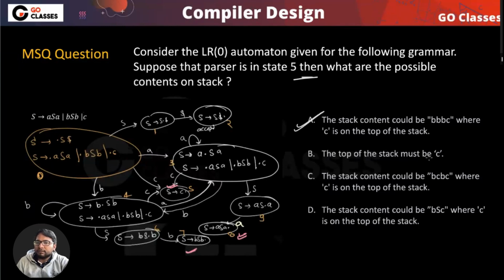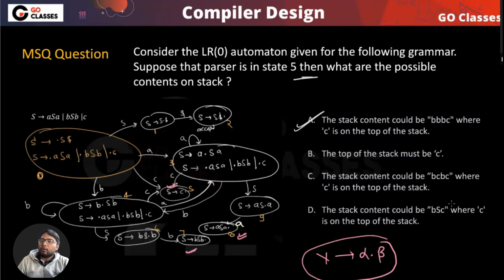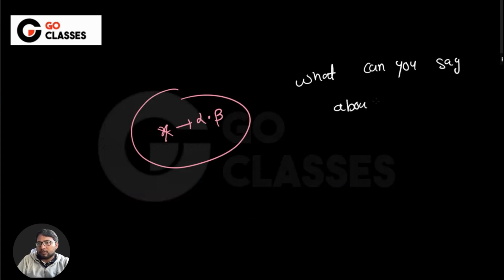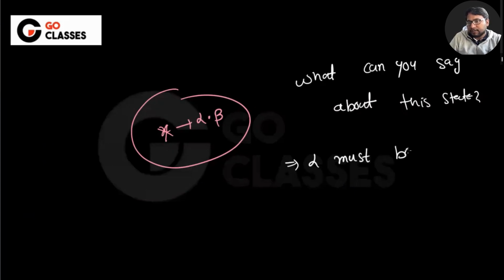The top of the stack must be C. Is this true? If you're in state 5, then obviously the top of the stack must be C, because before the dot it is C. Suppose you are in some state which has X gives alpha dot beta. What can you say about the top of the stack? It must represent that alpha must be on top of the stack, right?